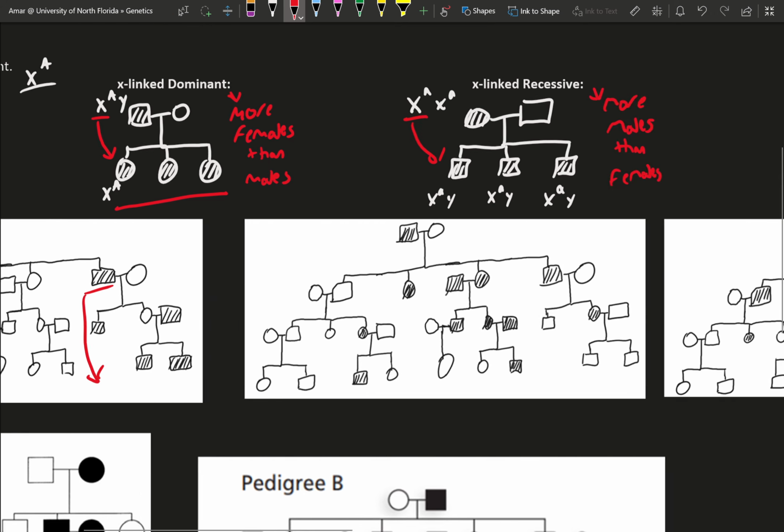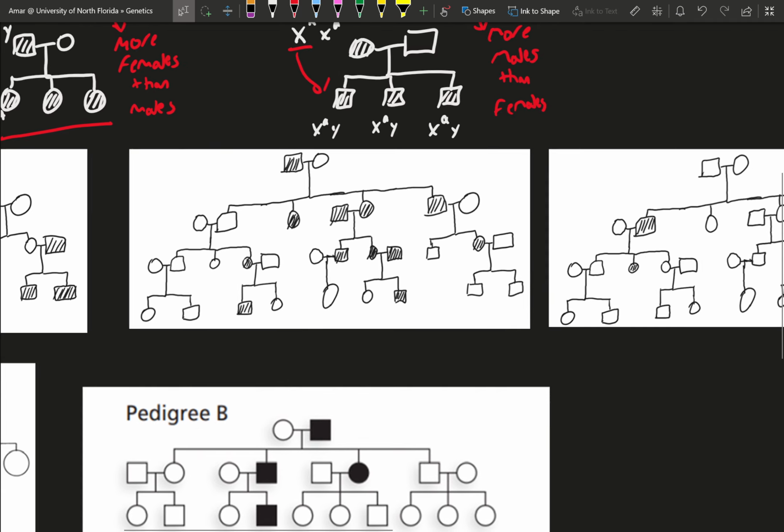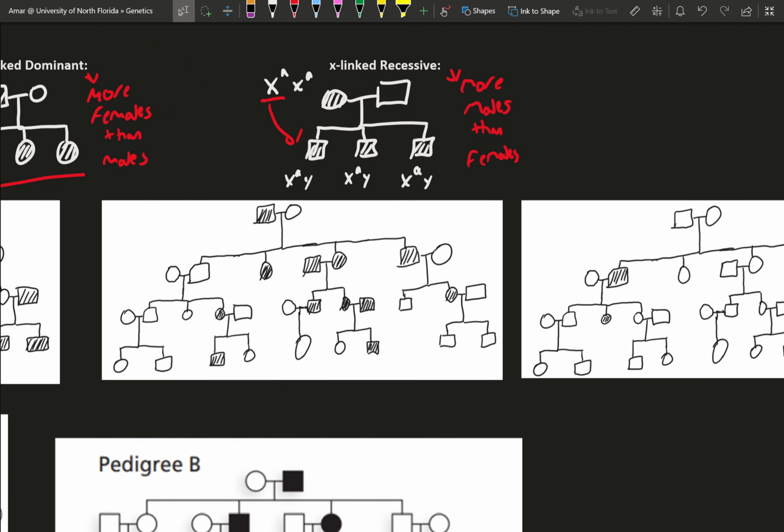So hopefully that one made sense. The next one, because we have affected females here, is not Y linked, so we can write that down. Okay, so the next thing that you want to figure out is whether this trait is X-linked dominant or X-linked recessive.